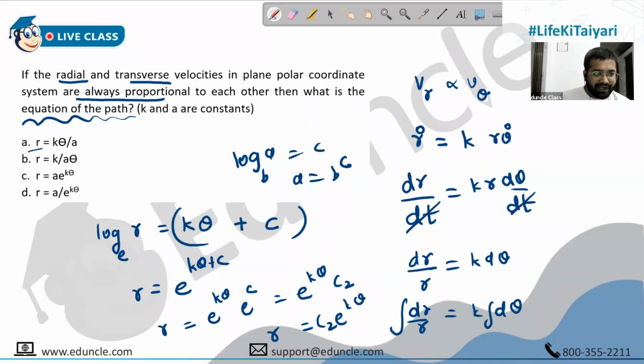Do we have something like that? We have got r, but we need exponential. We have r is a e raised to k theta. So instead of C2, they have used a. K is k. Note, these are constants. You can write constants however you want. So the answer is definitely option C. I hope you understood this. Tell me if not. Make a note.